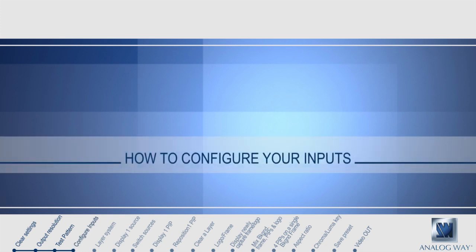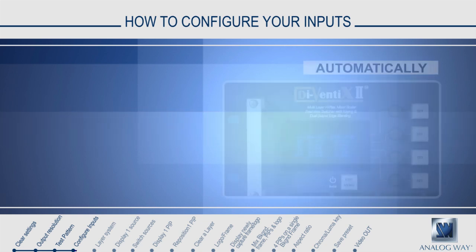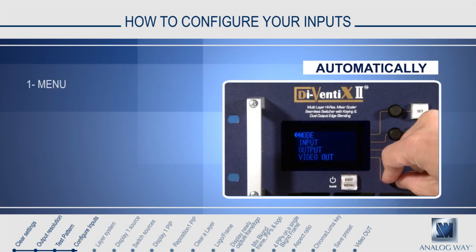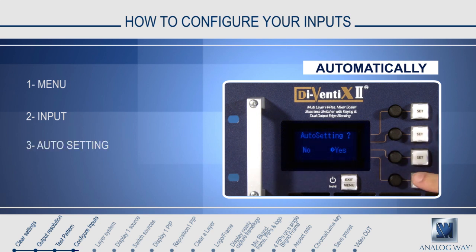How to configure your inputs. To configure the inputs automatically, press Menu and scroll down to Input, and then select Auto Setting and Yes to confirm. The Auto Setting feature will scan each input and determine the most appropriate signal type based on what source it sees. This process can take several seconds.